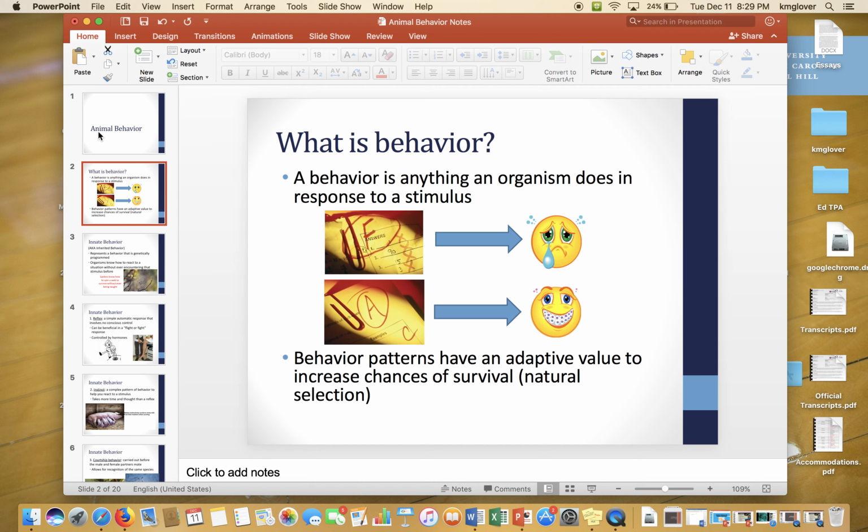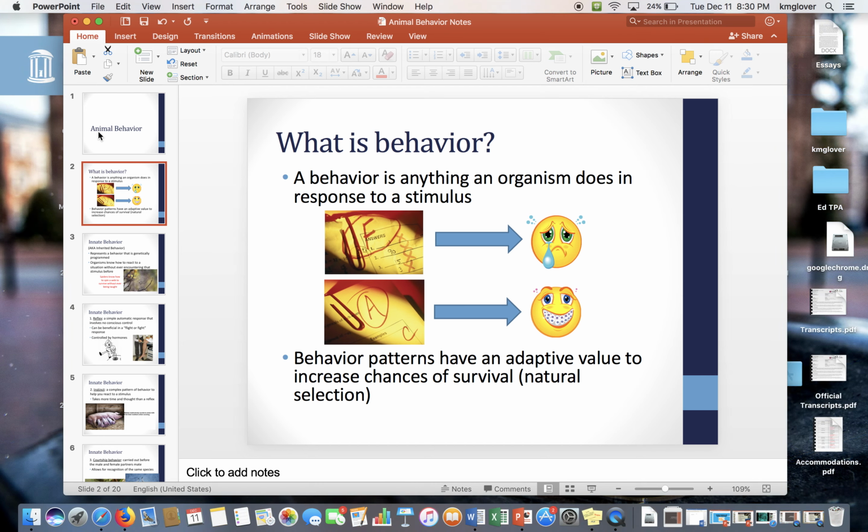Welcome back. All right, so some things that plants would respond to would be sunlight, water, soil, nutrients. Okay, so if you said any of those, yes, those are stimuli. Those are events or things that cause a reaction in plants. So we're going to be looking at what things cause a response in animals, and that's a behavior.